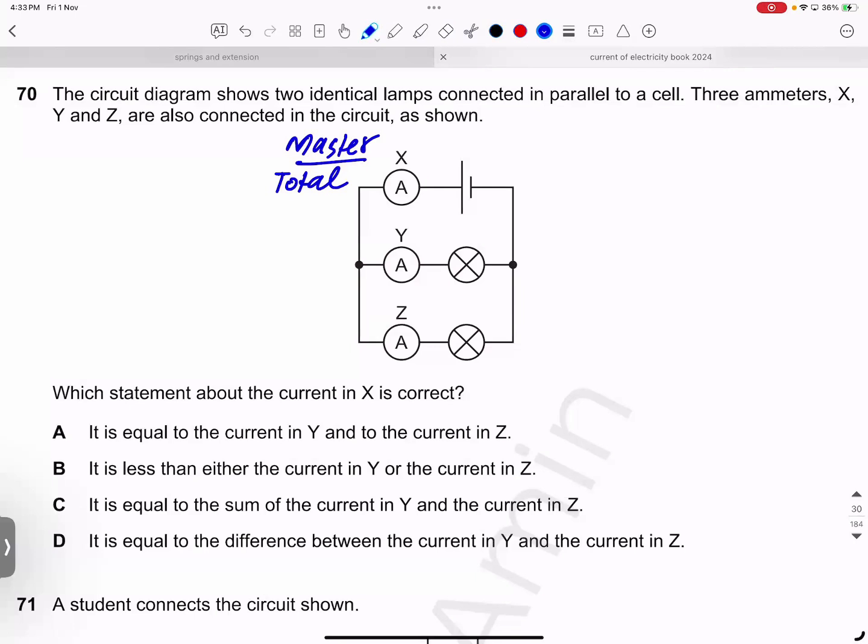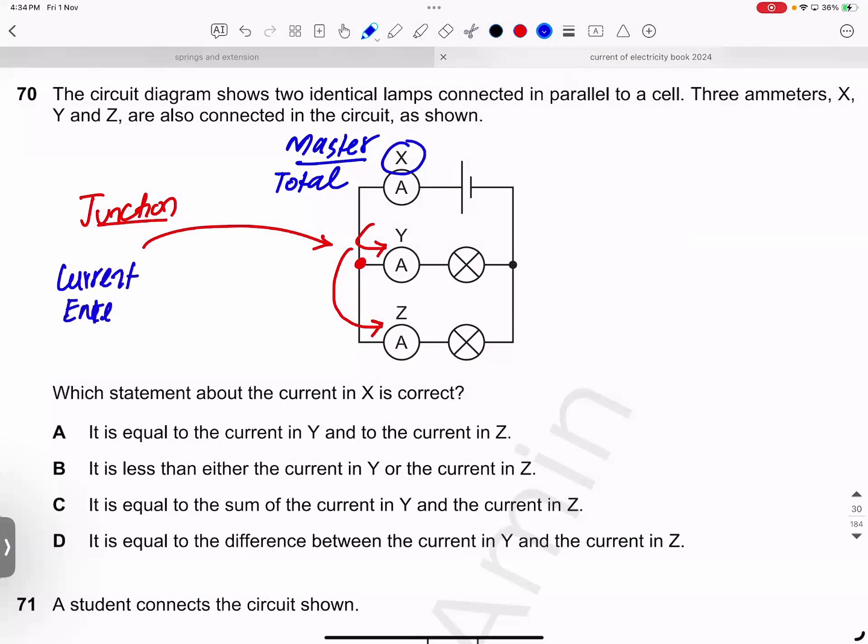This is the total current in the battery. So this total current X, later it is distributed. Some goes here, rest goes here. So actually this point, the red point, is called junction. We also say the sum of current entering the junction is equal to current leaving the junction. So current entering is from X. So total current of X is equal to total current of Y plus total current of Z.